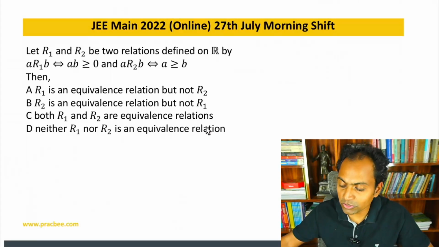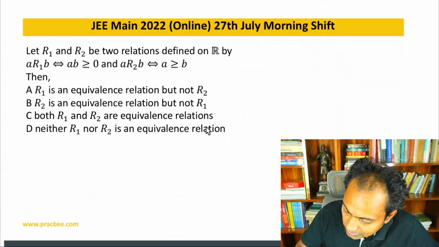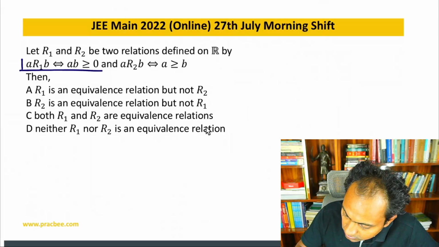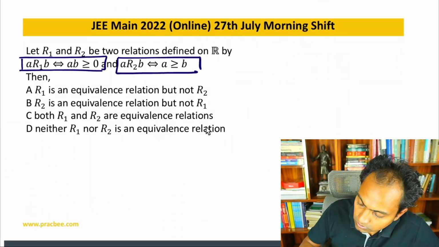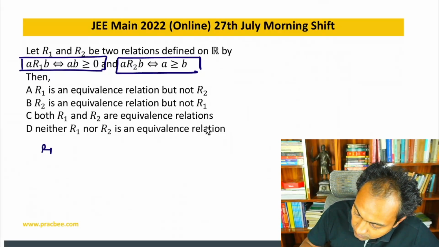Now let us look into this 2022 question. Now in this question, instead of 1, we have been given 2 relations. This is the first relation, this is the second relation. So let us first check for relation 1, the equivalence relation.